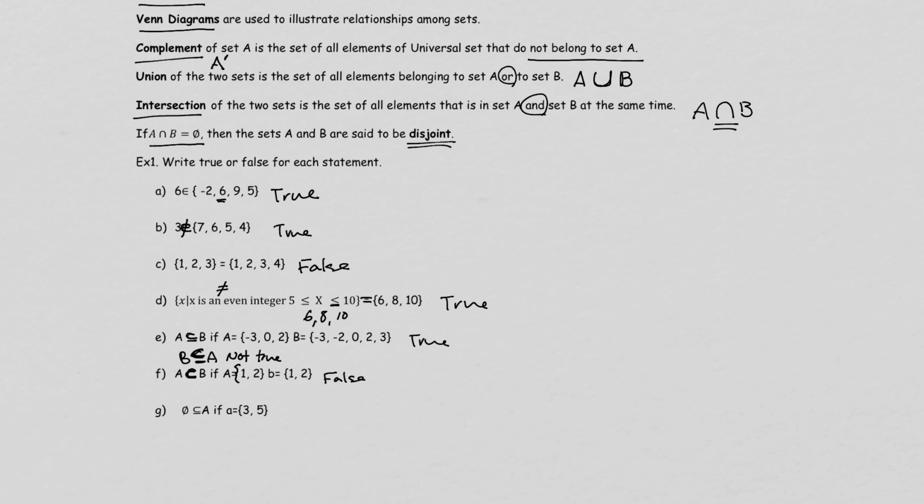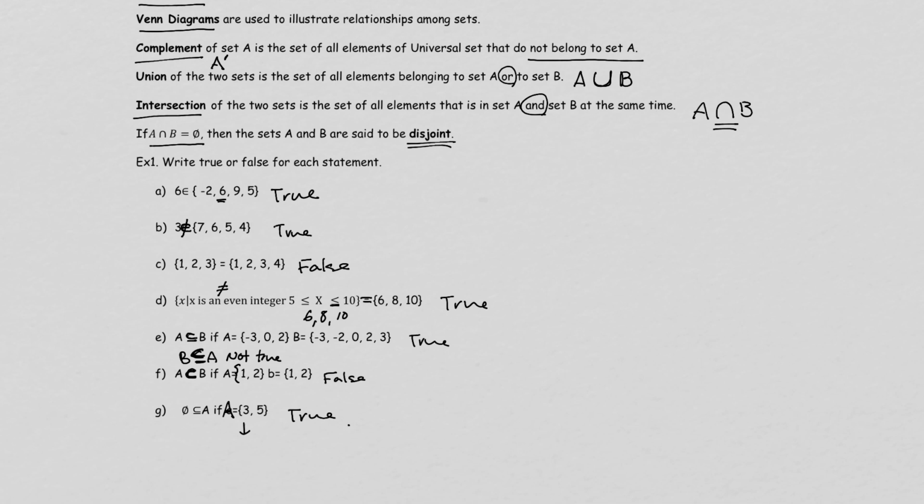Again, proper subset cannot be an equal subset. The last one, it says, what about the empty set? Is that empty set a subset of A? If your A is {3, 5}, then this one is going to be true. The reason is because the subsets of set A start with the empty set.